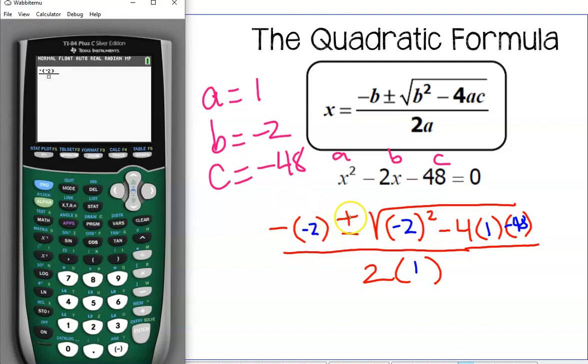Now, I can choose either one of these. It doesn't matter which one we start with. Last time I started with the plus, maybe this time I'll start with the minus. The square root sign you can get by pressing blue, second, x squared. Remember, the square sign here has to go outside the parentheses. Parentheses, -2, parentheses, then the square. That's very important.